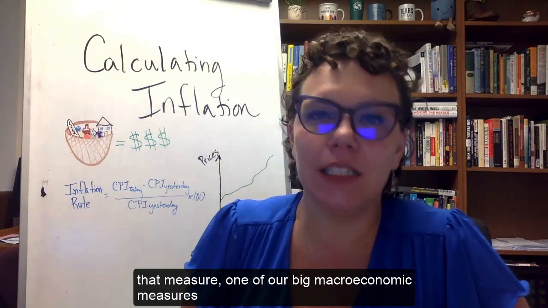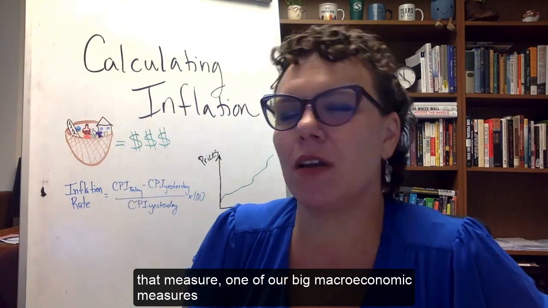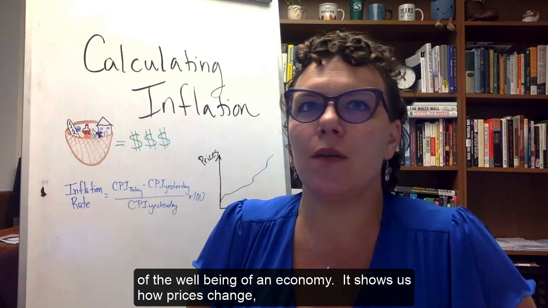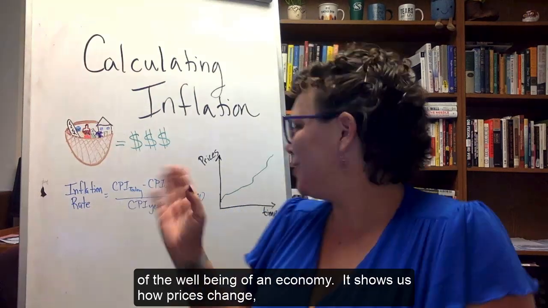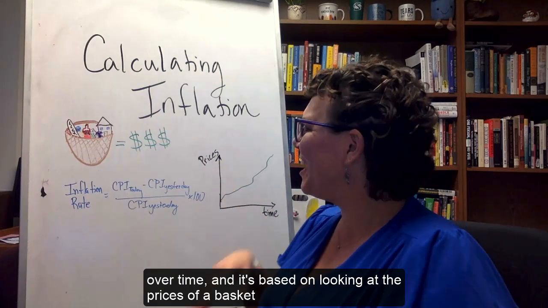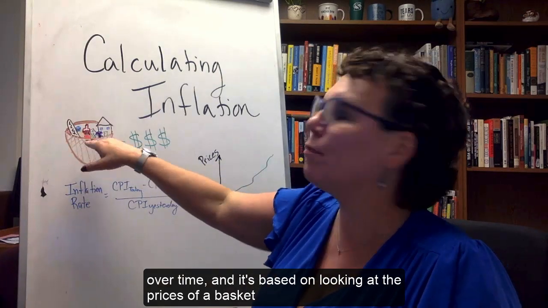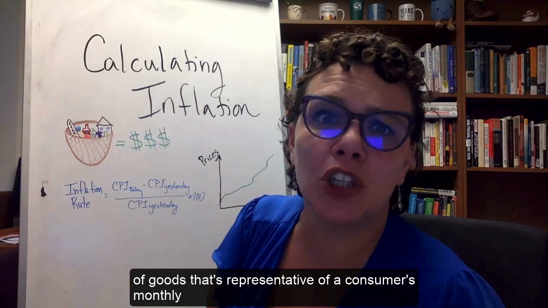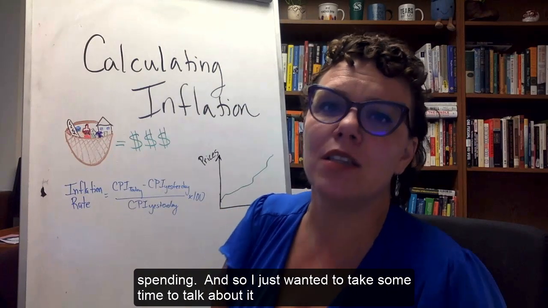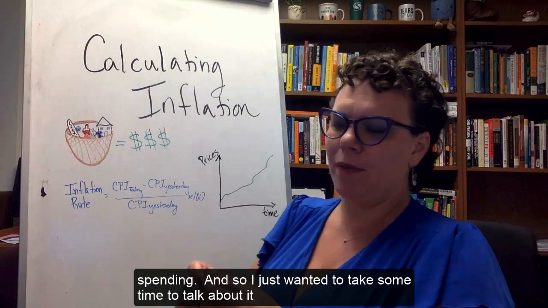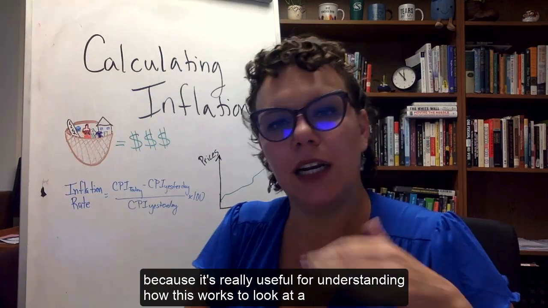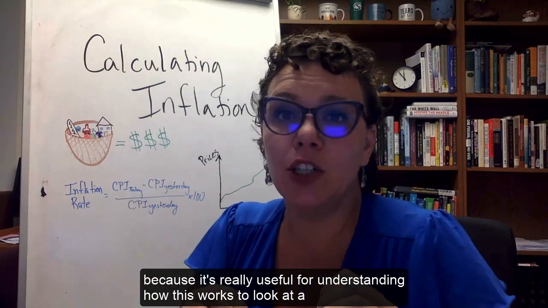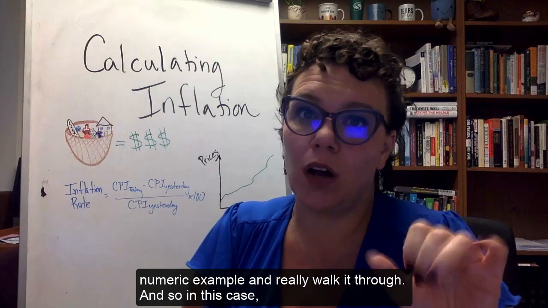So inflation is one of our big macroeconomic measures of the well-being of an economy. It shows us how prices change over time, and it's based on looking at the prices of a basket of goods that's representative of an individual consumer's monthly spending. I think it's really useful for understanding how this works to look at a numeric example and really walk it through.